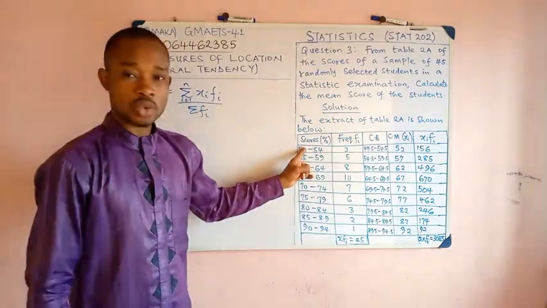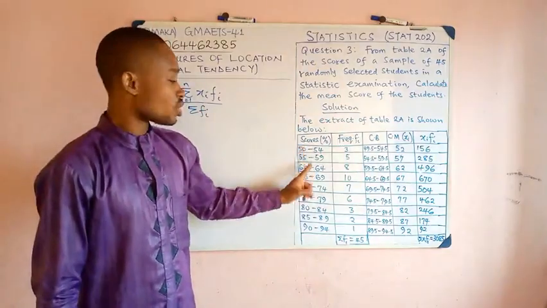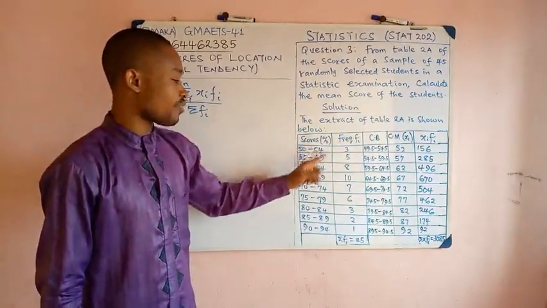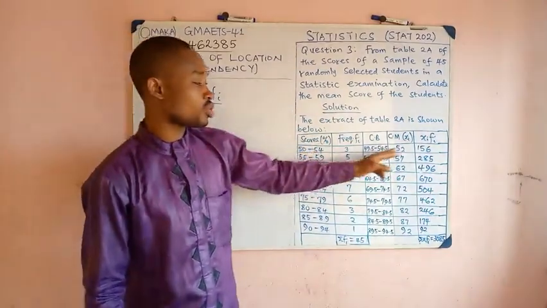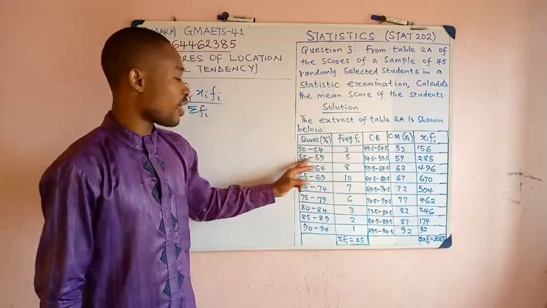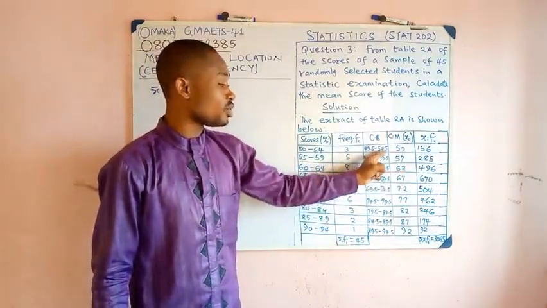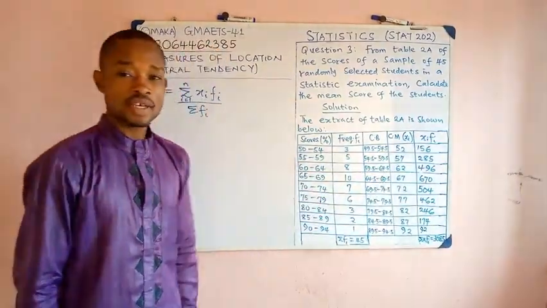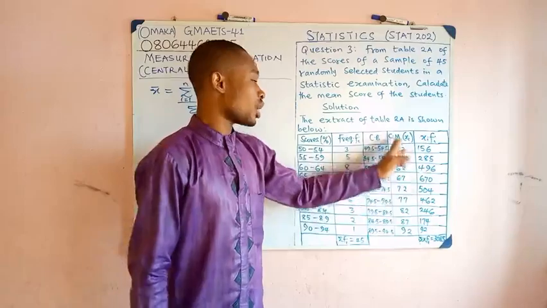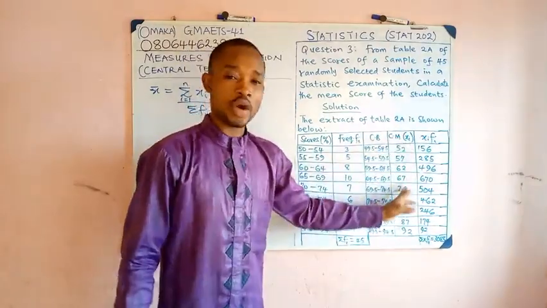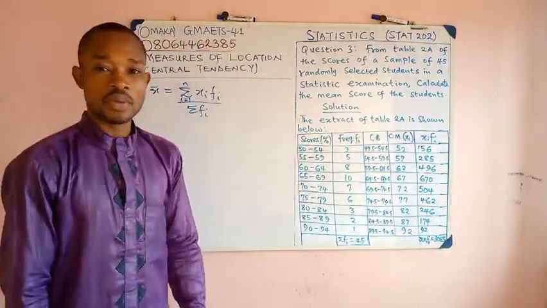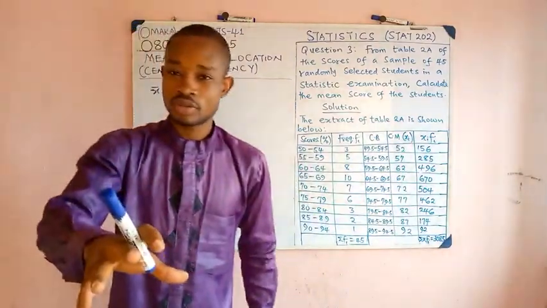This one is class limits rather. Is that okay? So you add this plus this. Like the first one, 50 plus 54 divided by 2, you get 52. The second one, 55 plus 59 divided by 2, you get 57. The same thing, you could have used the class boundaries to get your class mark. Your class mark, also known as midpoint, is your xi for grouped frequency distribution.